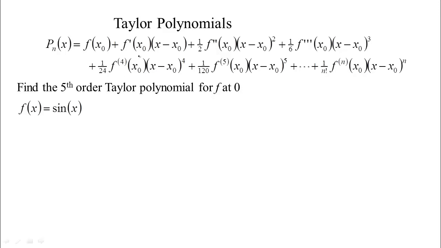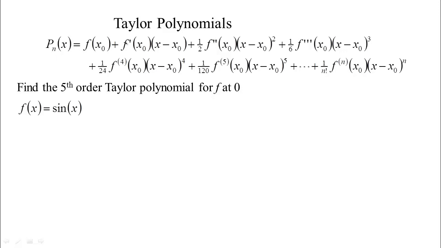Okay, so we have the formula for the Taylor polynomial. It's basically building on the linearization. So if you want the nth order Taylor polynomial, that means the polynomial of at most degree n. That's a good approximation to this function in the sense that it matches all the derivatives of the function at the center point up to n.